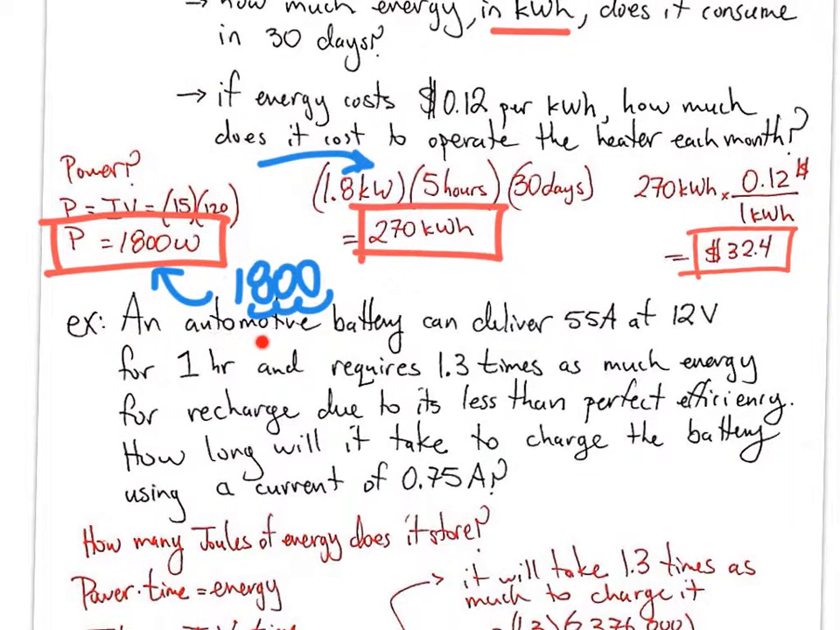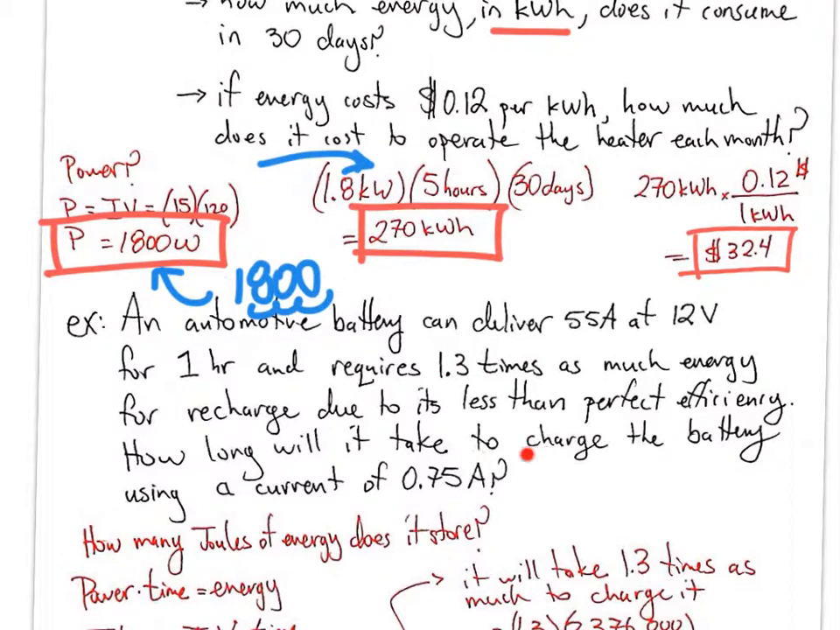Okay, part 2, an automotive battery can deliver 55 amps, that's a lot of current, at 12 volts, but car batteries are designed to produce a lot of current so they can start the car engine. So 55 amps at 12 volts for 1 hour, meaning it would be completely discharged, there'd be no energy left, and it's going to require, when recharging, 1.3 times as much. The question says, due to its less than perfect efficiency, when you're charging it, if you feel the battery, it's going to get hot. That means the energy is lost due to heat energy, which is where this comes into play.